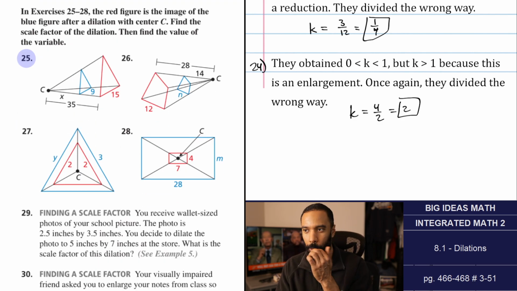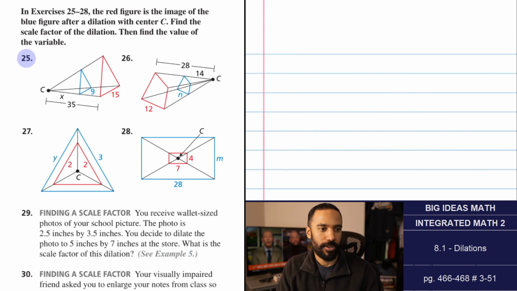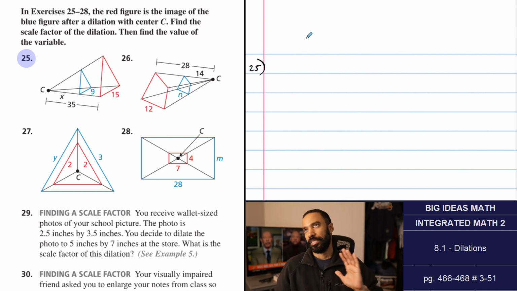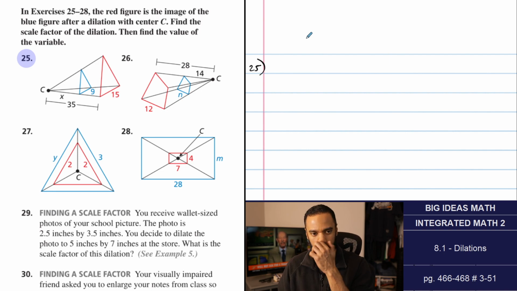All right, in 25 to 28, a red figure is the image of the blue figure after dilation with center C. Find the scale factor of the dilation, then find the value of the variable. So it's almost a proportion thing, if you will, to find the value of the variable. And because we have to find a scale factor, maybe I don't get to play with it that way.